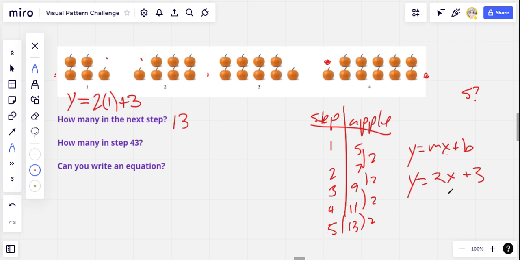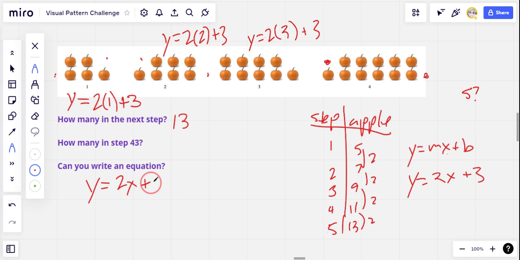So that should be our equation, but at this point you probably want to test it with a couple other steps. So in step 2, y equals 2 times 2 plus 3. That would be 4 plus 3 is 7. Yeah, that's how many there are there. How about in step 3, y equals 2 times step 3 plus 3, and that would be 6 plus 3 is 9. Yeah, so this is working out. Our equation is y equals 2x plus 3.